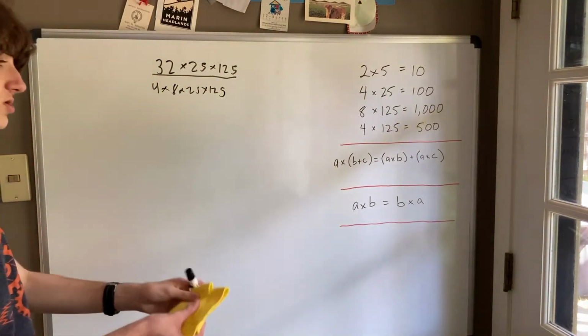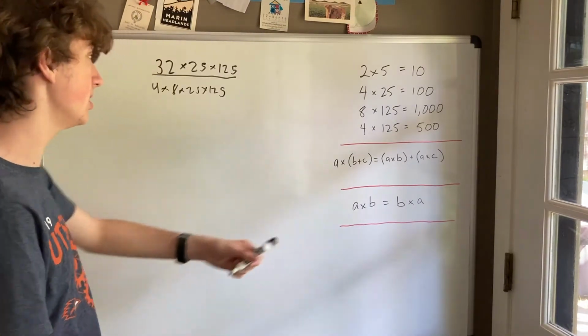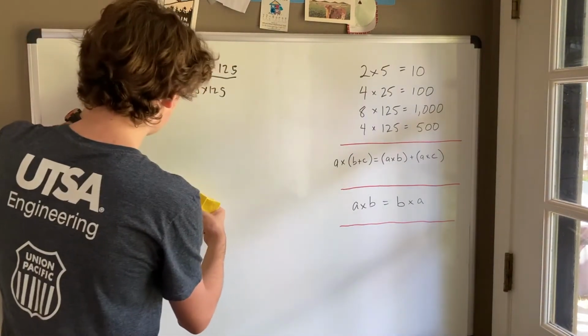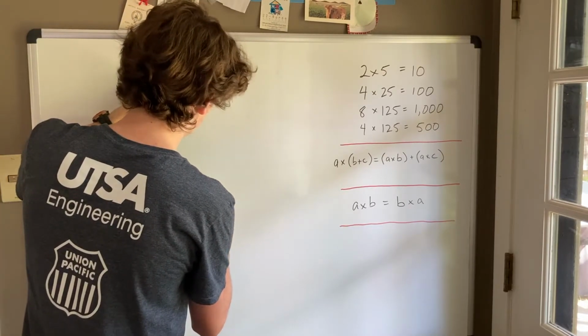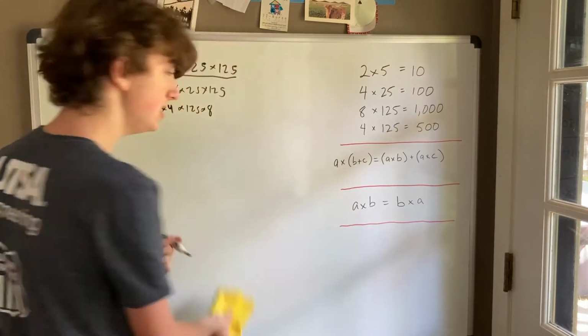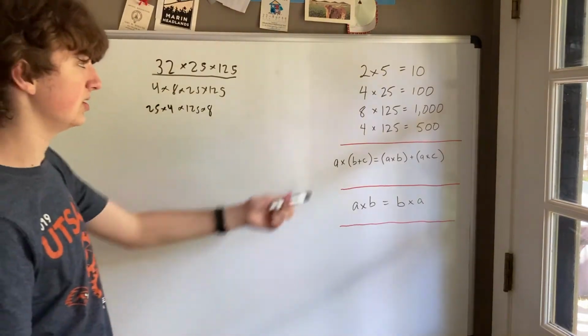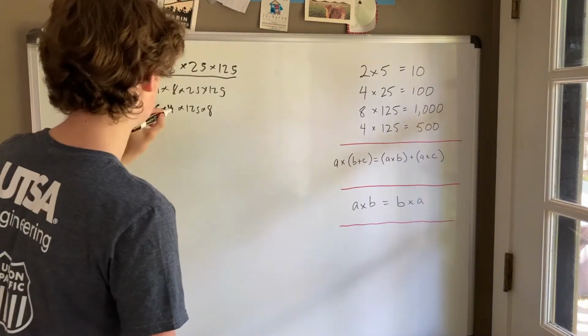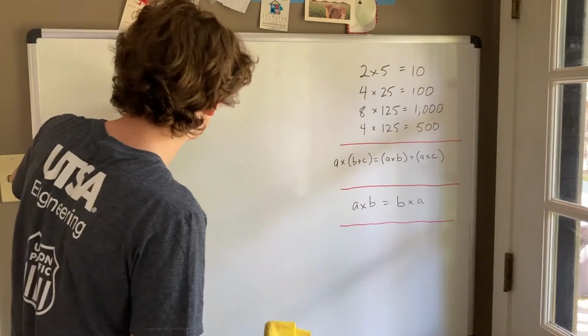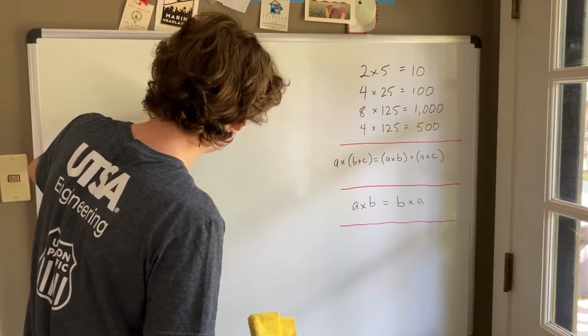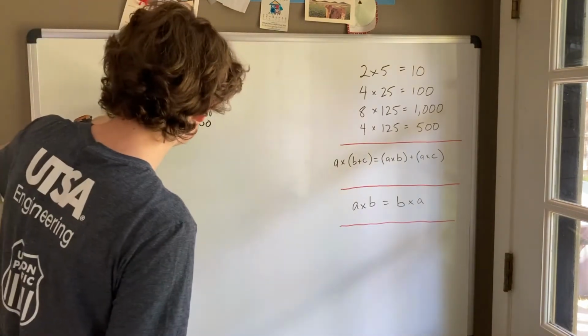Now, all we have to do is use the commutative property, yet again, to rearrange this. 25 times 4 times 125 times 8. And now all we have to do is substitute it in for these over here. 25 times 4, cross that out. 100. 125 times 8, cross that out. 1000. Multiply these 2 together.